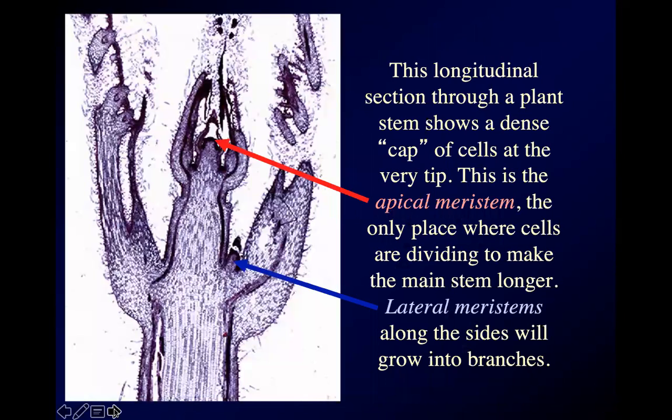This happens to be a slice the long way down the stem of a plant. So what you're looking at is a plant stem, and you can see slices through branches and leaves. And right where that red arrow is pointing is a cap of cells right at the tip. Those don't have thick cell walls. And that's the only place where cells are actively dividing to make the stem get longer.